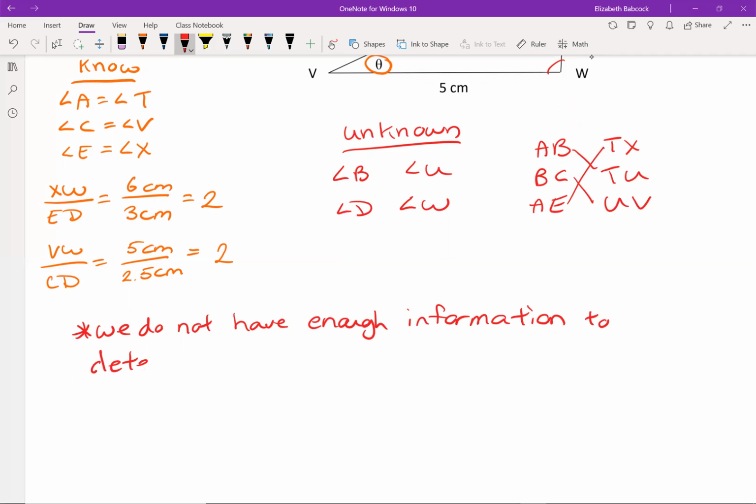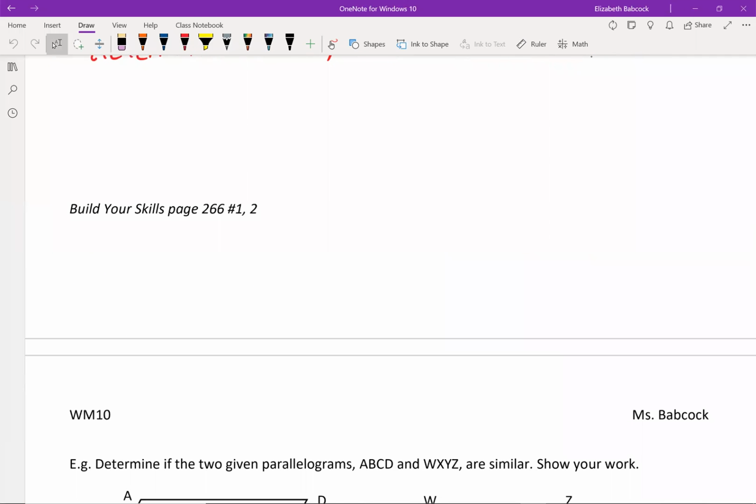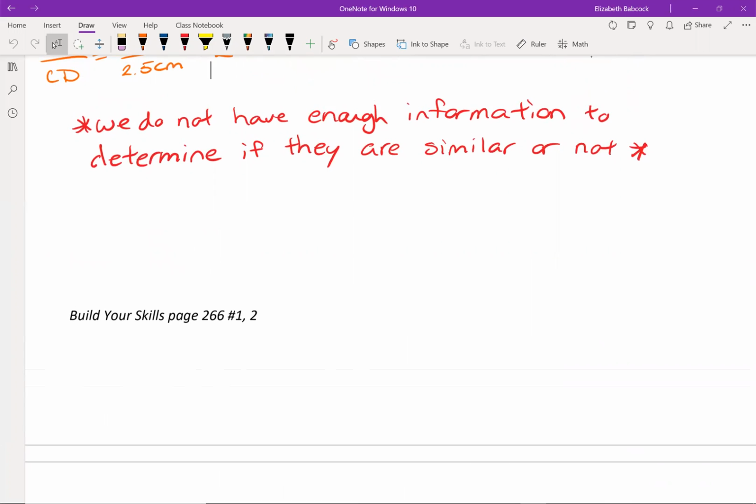Information to determine if they are similar or not. Okay, so we actually can't determine the answer to this question. We need more information. We need to know these unknowns to be able to determine 100% whether they're similar or not. But we also need to be able to, in this unit, work with shapes where we're given enough information and be able to determine if they're similar that way.